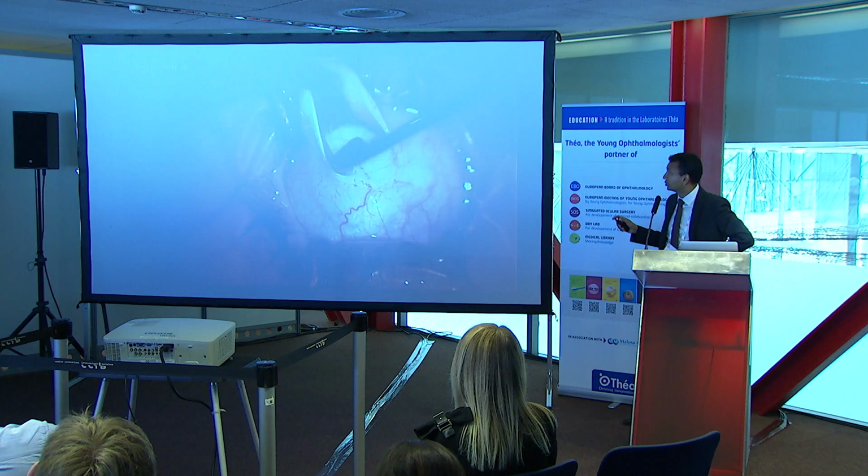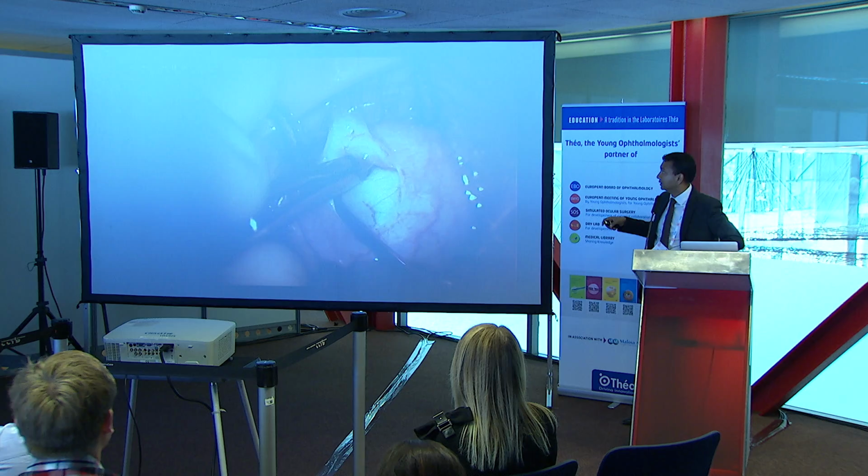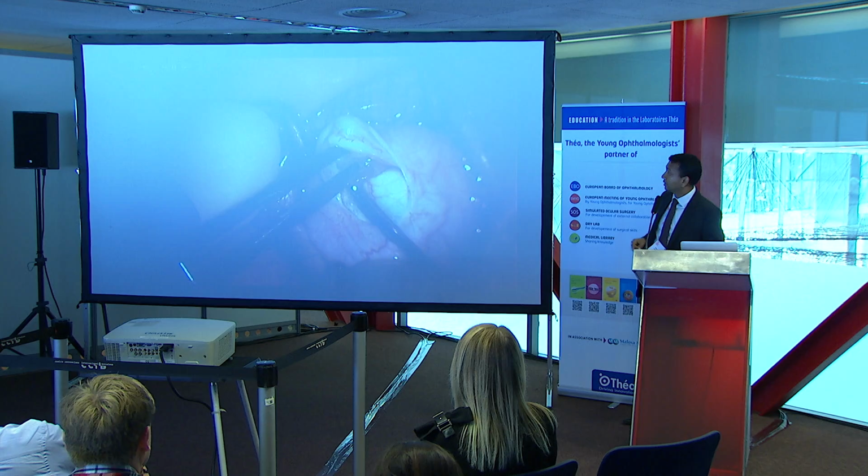So here we are going through that white triangle, getting the whole muscle. And what you want to do is come out. Remember that tiny nick you made? You want to come out through that tiny incision just here. And you do that, and you've got the whole muscle.